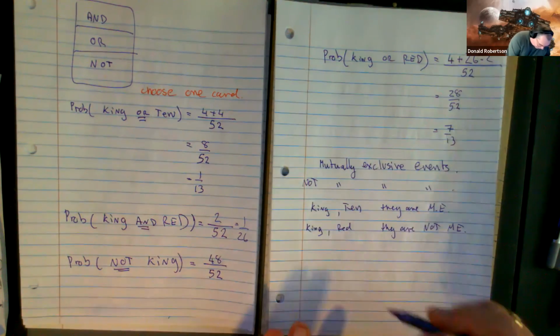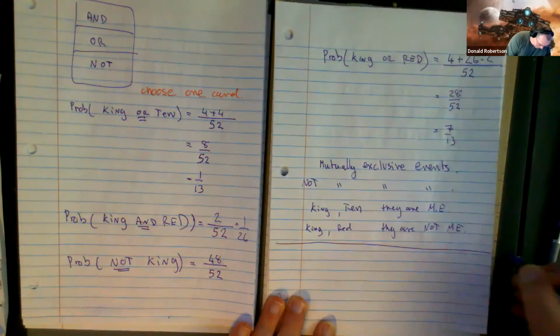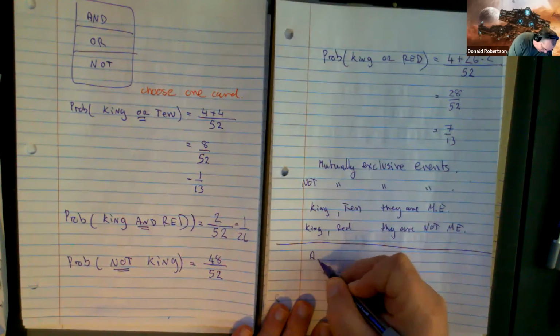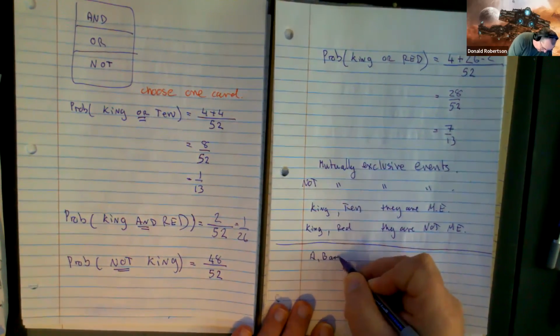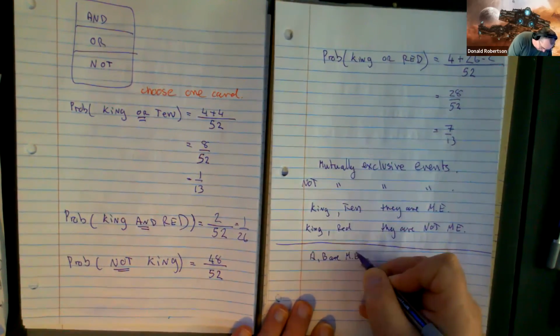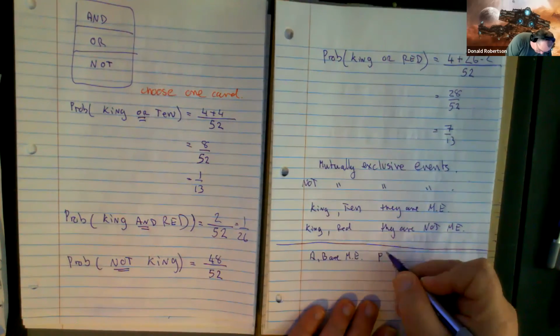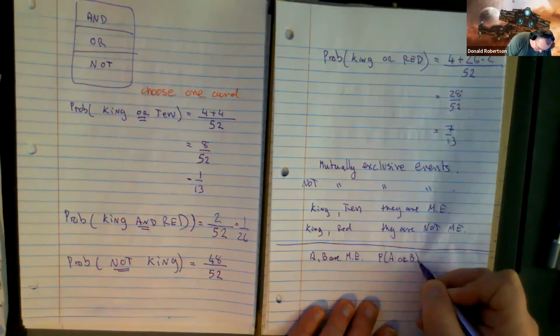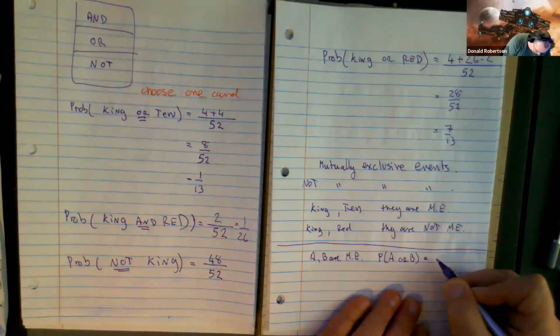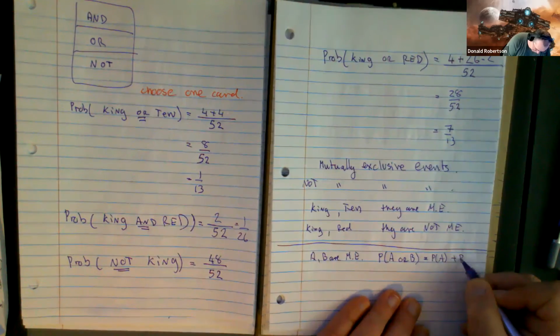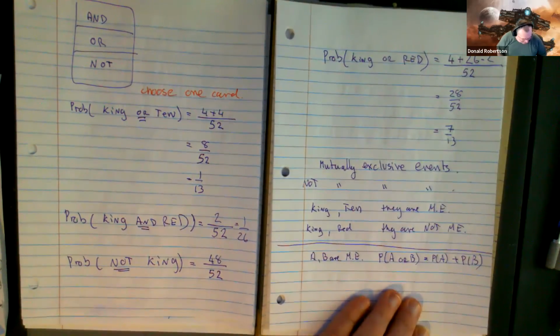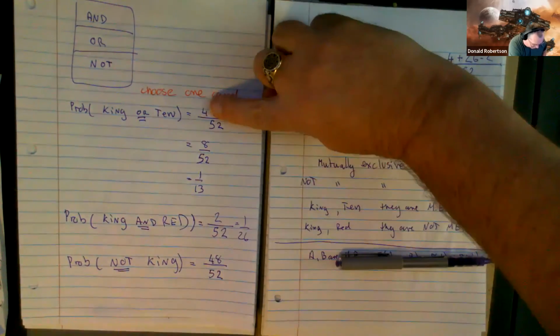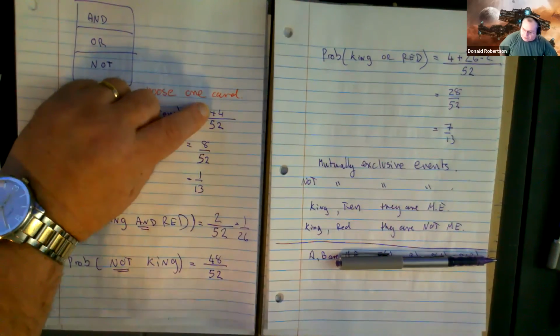So let's show you what that would look like in a kind of formula. If A and B are mutually exclusive, the probability of A or B is simply just the probability of A plus the probability of B. You just add them together. And if you think about it, isn't that 4 2s add 4 2s?